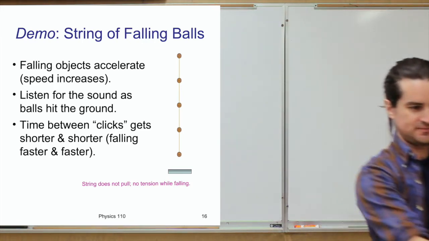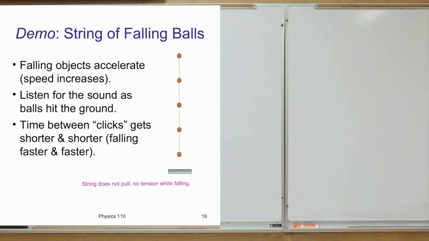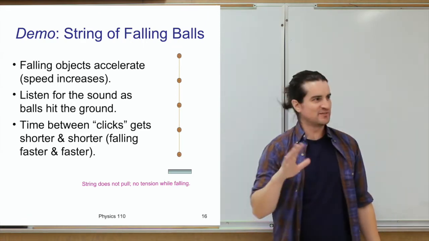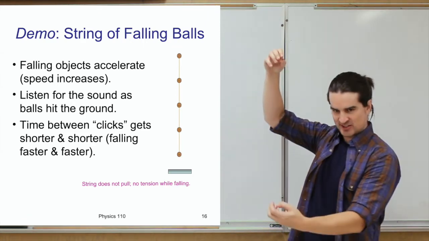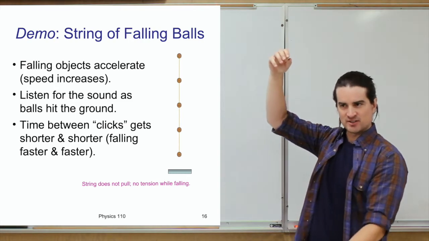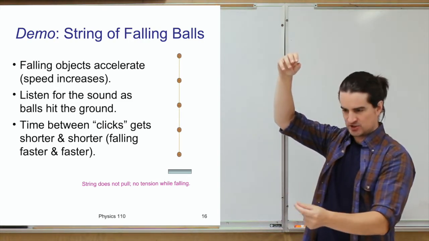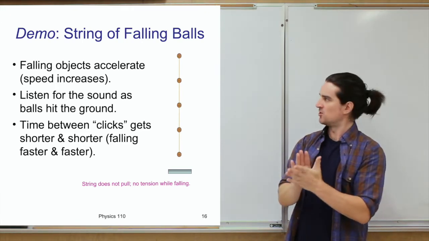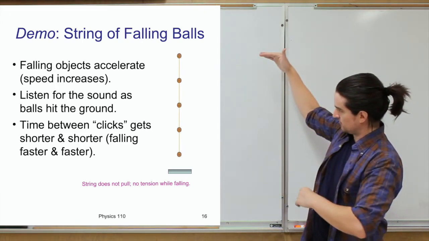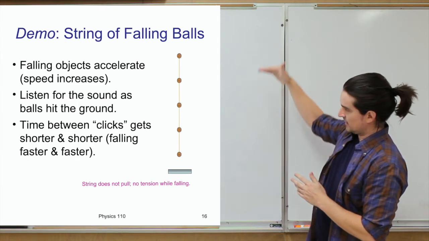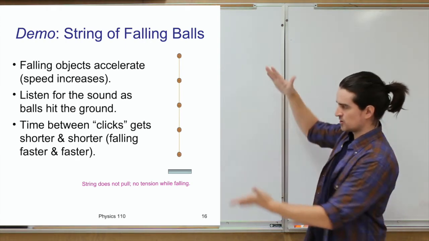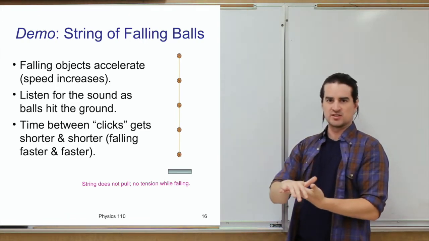Okay, hopefully the speaker picked that up, but if not, you're just going to have to take my word for it. The first click is like the bottom one hitting the ground, and the second one hitting the ground is like click, click, and then the time interval in between those clicks just gets smaller and smaller and smaller. And that's because the ones at the top have had a longer time to fall. They've been accelerated more, so they're moving faster and faster, and they cover that same distance in less time.